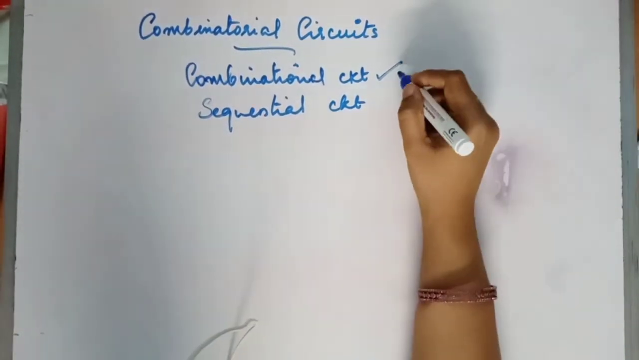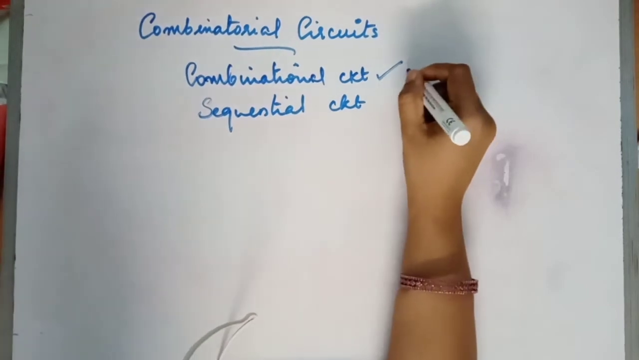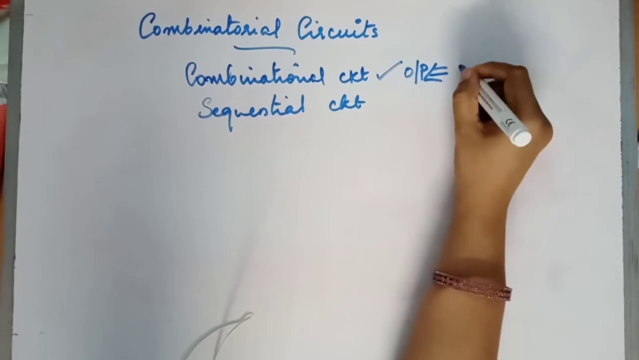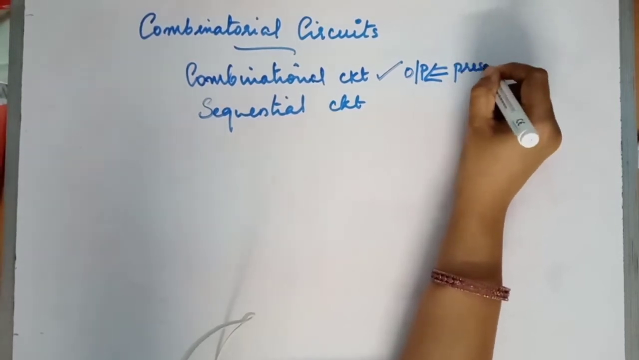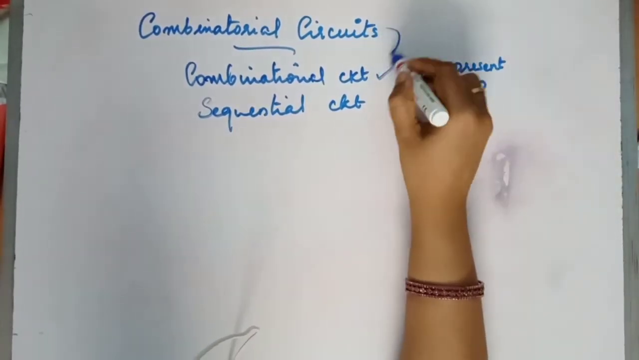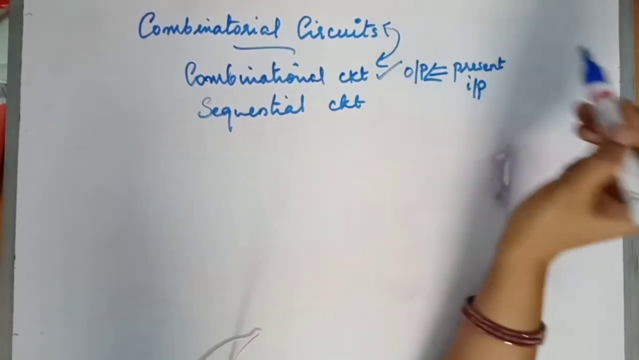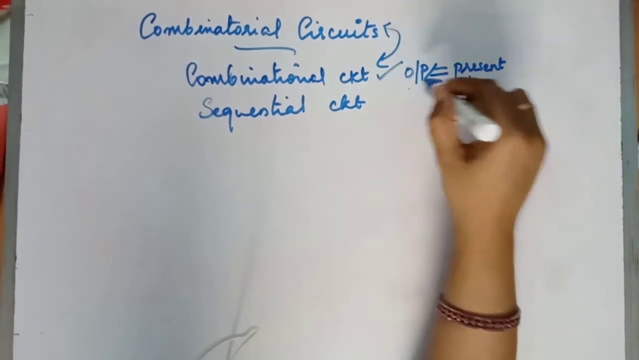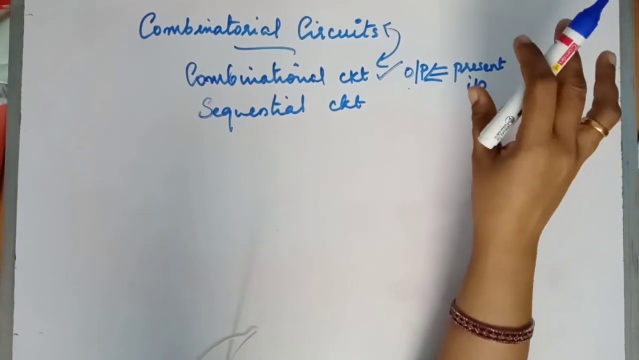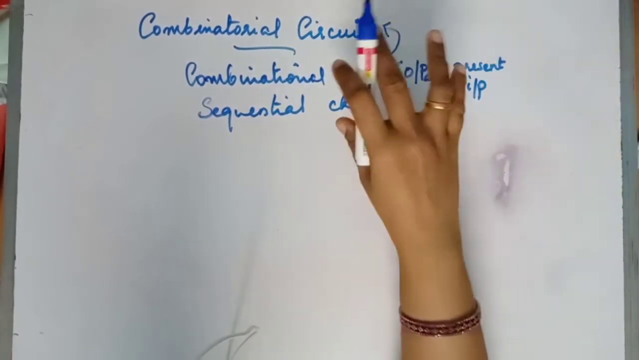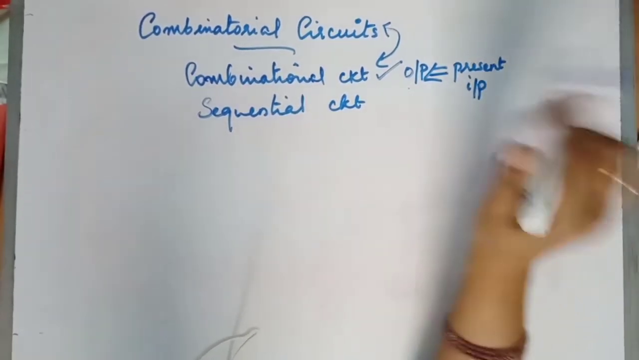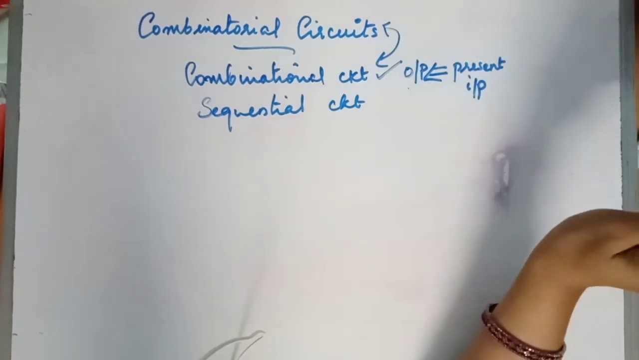the output depends only on the present input. Then it's called a combination circuit or combinatorial circuit. Output depends only on the present input. You give an input, a set of inputs, the output or the outputs depend only on the present inputs. That is combination or combinatorial circuits.